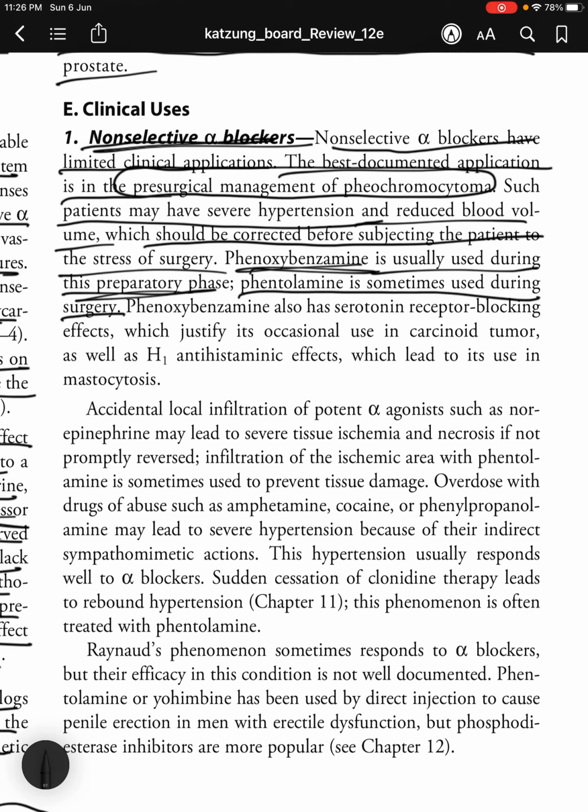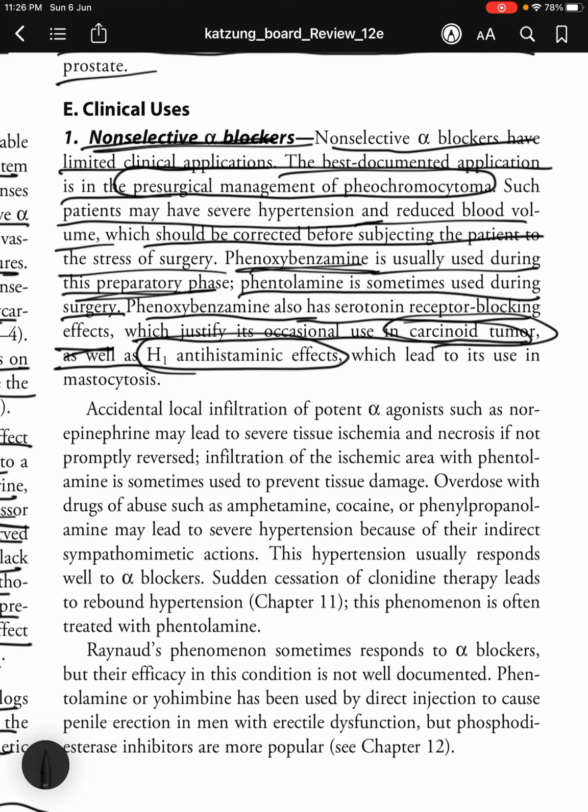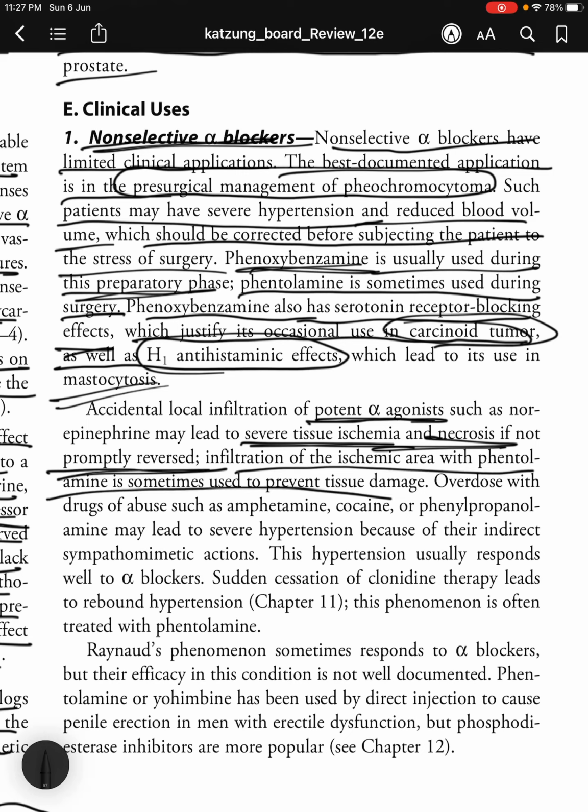Phentolamine is sometimes used during surgery because it can be reversed during surgery. Phenoxybenzamine also has serotonin receptor blocking effects, which justify its occasional use in carcinoid tumor, as well as H1 antihistaminic effects, which lead to its use in mastocytosis. Accidental local infiltration of potent alpha agonists such as norepinephrine may lead to severe tissue ischemia and necrosis if not promptly reversed. Infiltration of the ischemic area with phentolamine is sometimes used to prevent tissue damage.